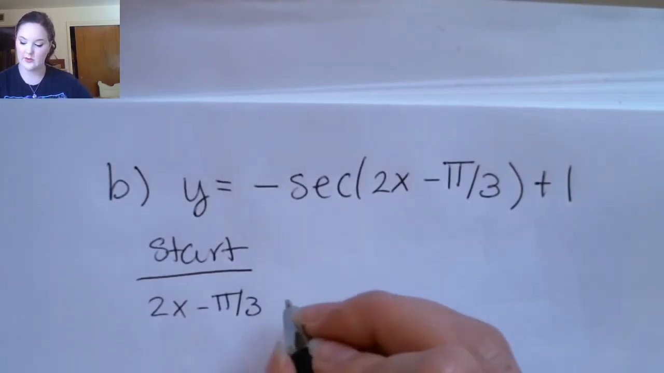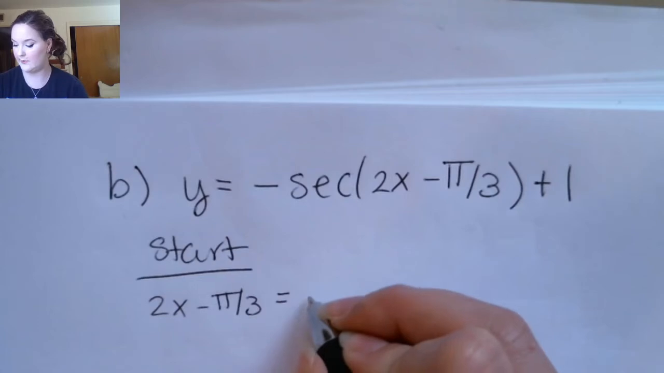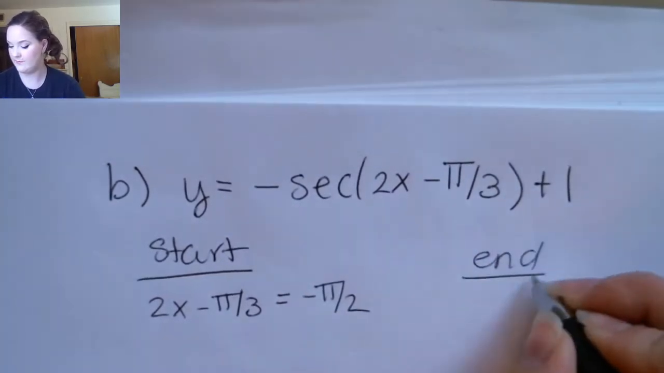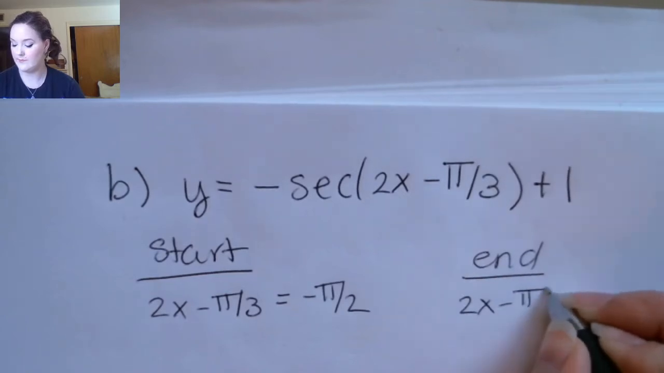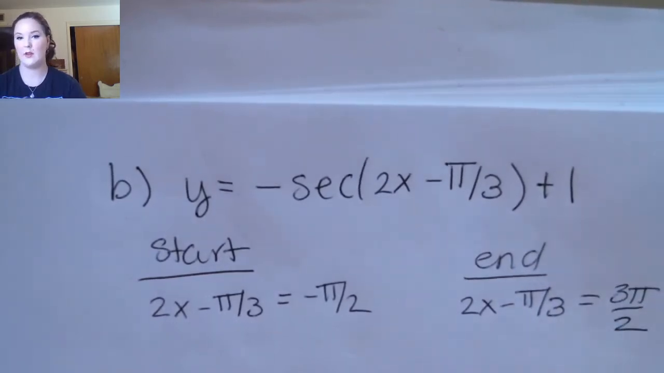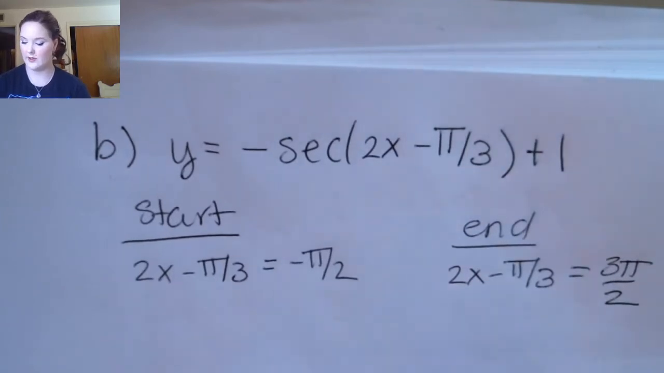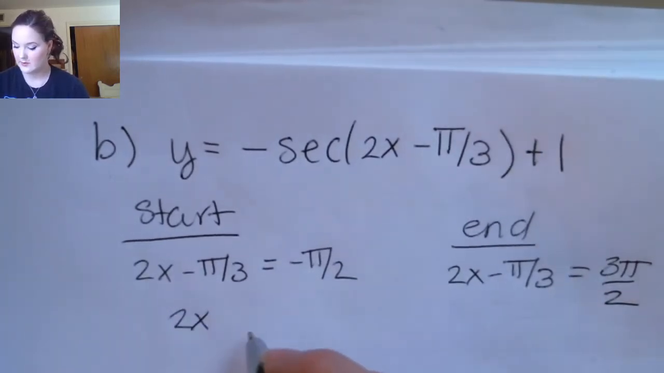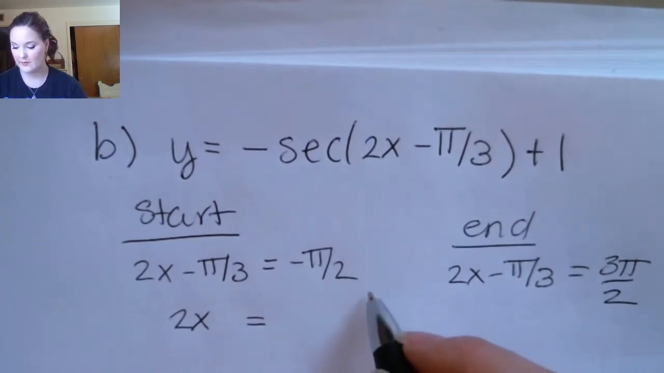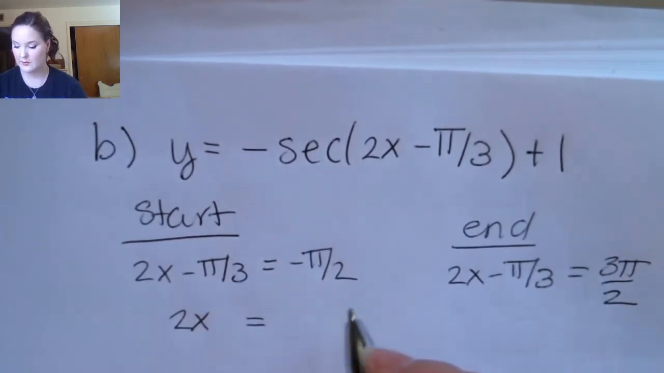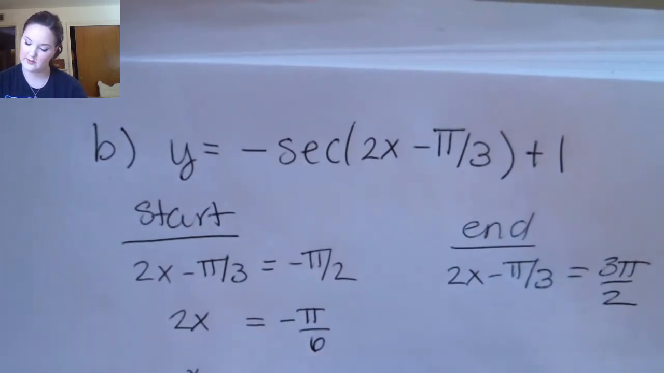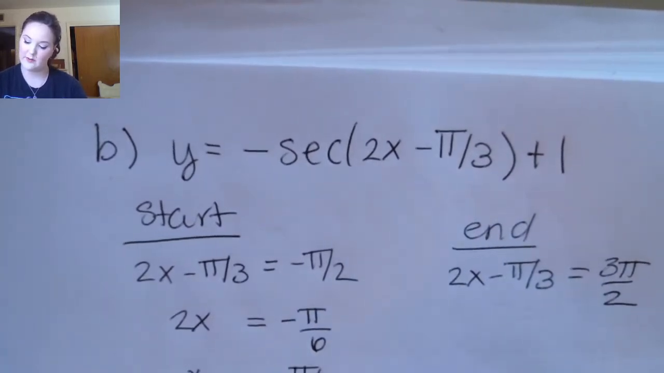Again, the start point for this one is -π/2, and the end point is 3π/2. So we're going to solve for x here. This is going to be -3π/6 plus 2π/6, which would be -1π/6. So this is going to be -π/12.